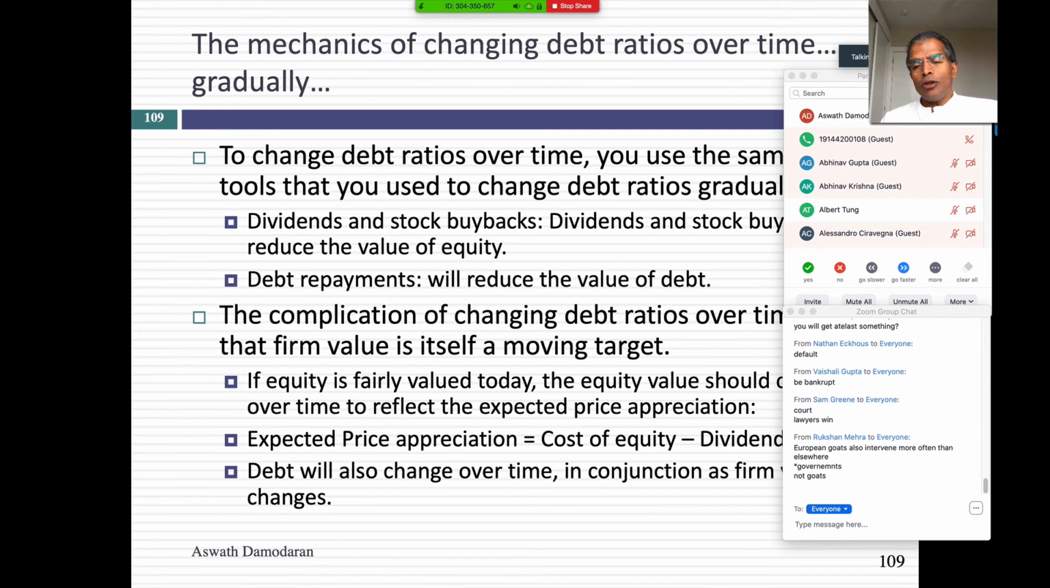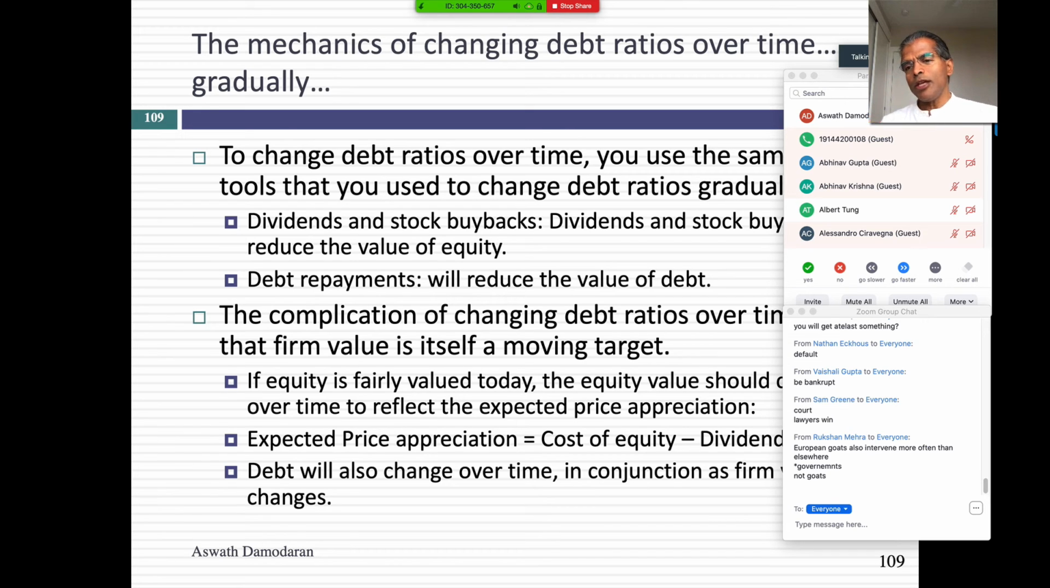Okay? To change your debt ratio gradually over time, if you're looking at equity, you can do it by increasing your dividends. Increasing dividends will reduce your equity over time, because every time dividends leave your company, your equity value decreases. It shows up as a drop in your stock price on the ex-dividend day. Or you can do a buyback, which reduces your share count. If you've got to bring your debt down, you either have to retire bonds or repay bank loans. So that's how you change your debt ratio gradually over time.